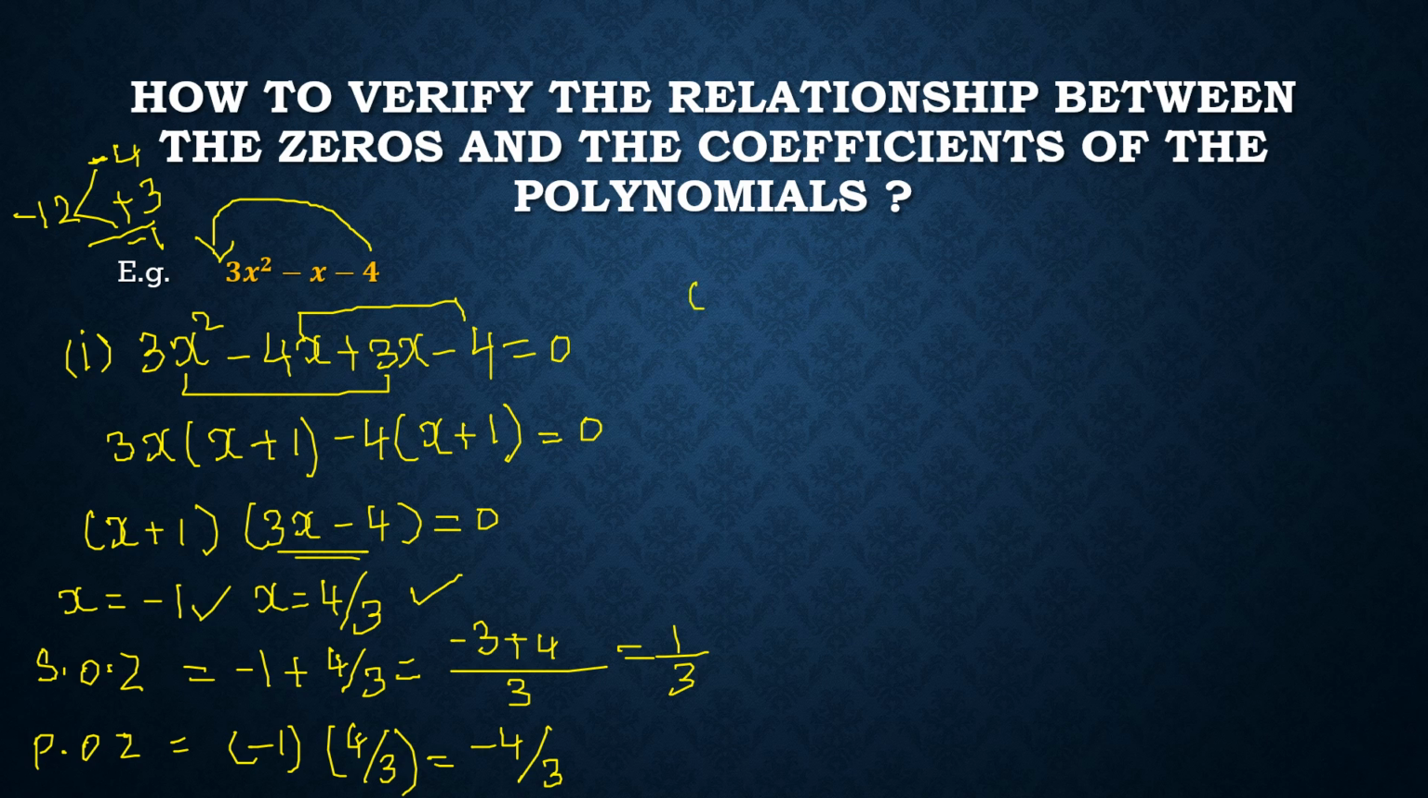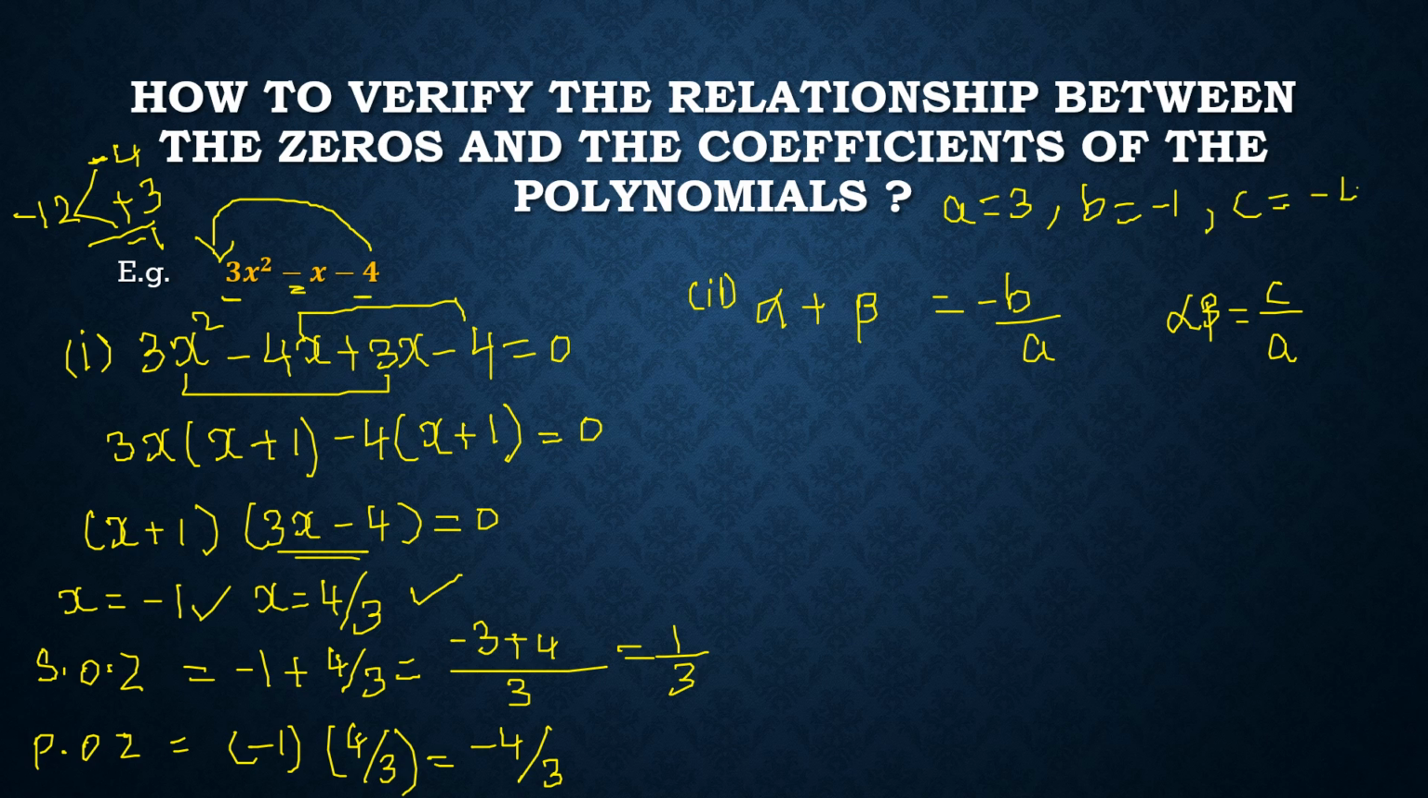Now the second step: you need to find what alpha plus beta and alpha beta are. It's nothing but the sum of zeros and the product of zeros. What is the formula for it? It's minus b by a for alpha plus beta and c by a for alpha beta. So before doing this, first we will write the values of a, b, c. What is a? It's the coefficient of x square, which is 3. What is b? It's the coefficient of x, which is minus 1. And what is c? It's the constant, which is minus 4. Along with the sign, we need to write it, it's very important.